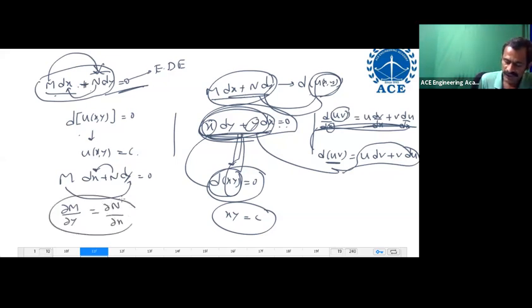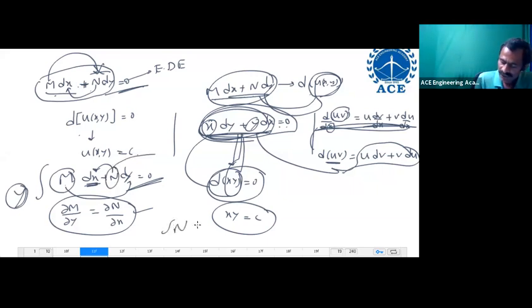We verify this condition. If this condition is satisfied, then it is exact. If it is exact, we have a shortcut formula to write its general solution. Instead of going for the general method, we use the shortcut formula. According to that shortcut formula, we do like this. We integrate m with respect to x, by treating the other variable y as constant. We integrate n with respect to y, taking only the terms free from variable x.